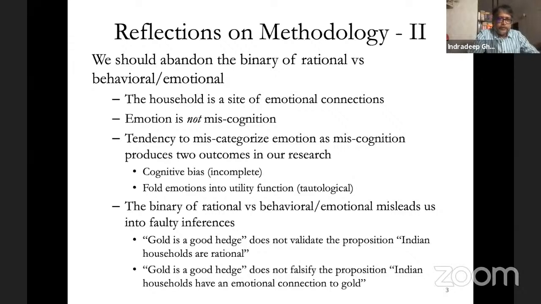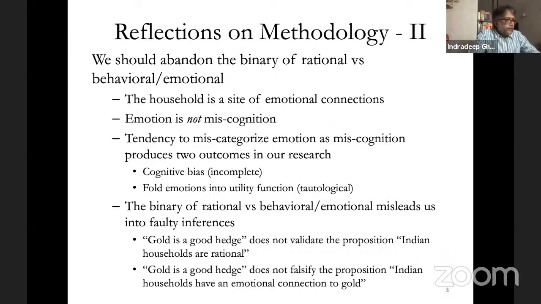In fact, the tendency to think of emotion as miscognition typically produces two methodological outcomes. One is to take an emotionally charged decision and to say that it is a sign of cognitive bias. And this typically happens when we haven't fully uncovered the context for that decision. The other, which is in fact a logical fallacy, is to take the emotion or the object of emotion, fold it into the utility function, and say that the decision maker is rational after all. Neither of these two approaches is satisfactory, I think.